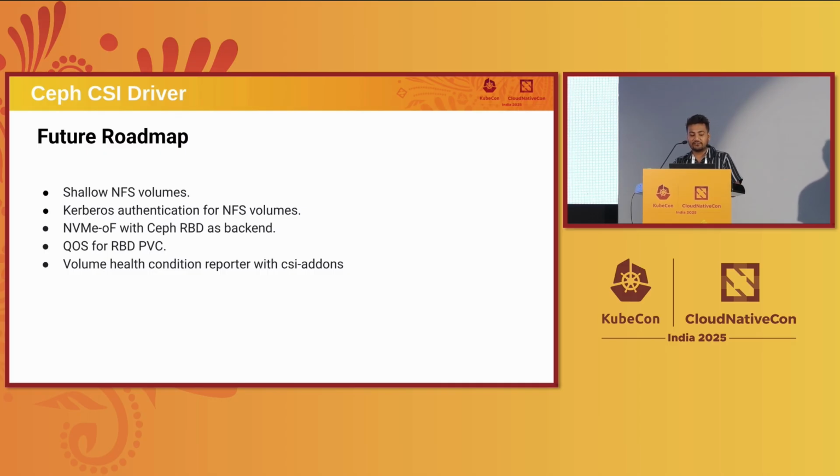Moving ahead, there's a very recent feature, that is volume health condition reporter with CSI add-ons. Volume health condition reporter basically utilizes CSI's NodeGetVolumeStats RPC to get the latest health of a volume at the storage level and report the same as a set of events on the PVC. So that in case there is anything going wrong, one can observe the events on a PVC and get to know about the latest health status of a volume.